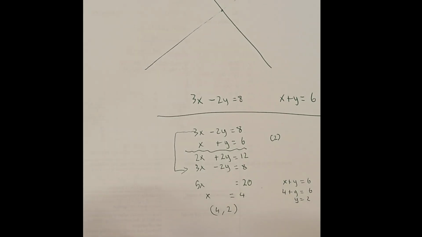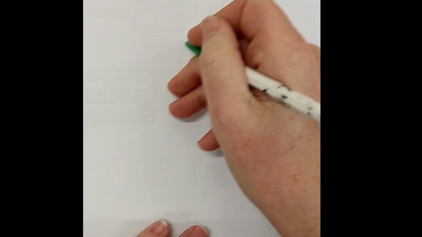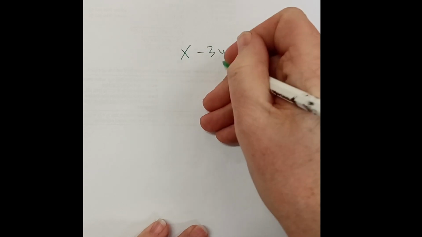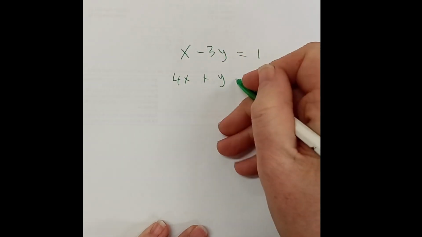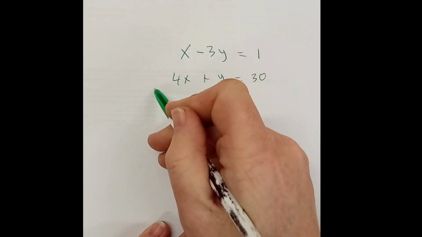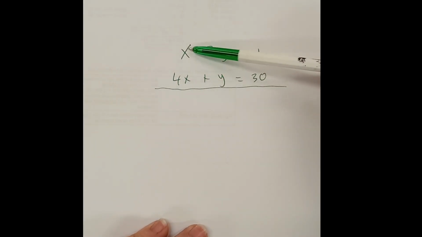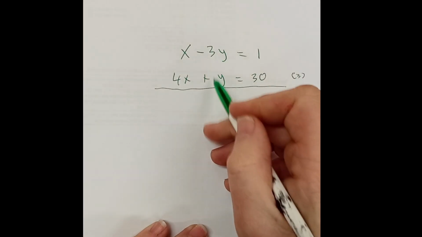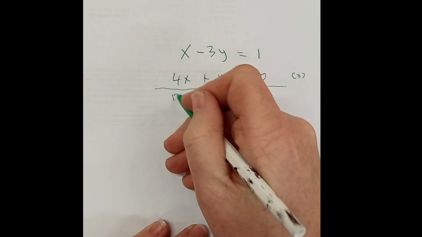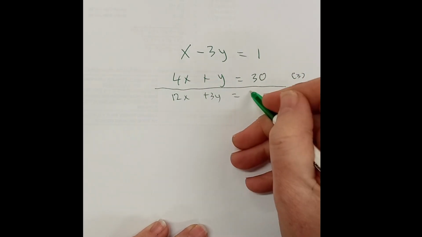We'll try another one now. Let's try one that's a little bit trickier. Okay, so have a look at this one. x minus 3y equal to 1 and 4x plus y equal to 30. So again, decide, do I want to get rid of the x's or the y's? The natural thing should be to look for ones with opposite signs. So in this case, these have an opposite sign, so it'd be good if these were both 3. This is already 3, but this is 1. So I'm going to multiply the bottom line by 3 to get that to cancel with that. So multiply the bottom line by 3, I'll get 12x plus 3y equal to 90.